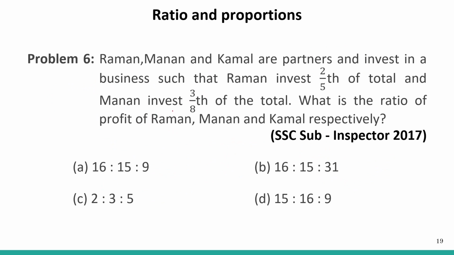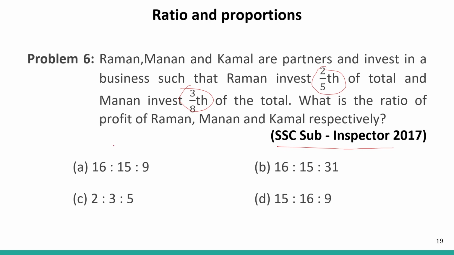So what we have here is Raman, Manan and Kamal, and they are partners. They invested in business such that Raman invests 2 by 5th of the total and Manan invests 3 by 8th of the total. What is the ratio of Raman, Manan and Kamal respectively? This question has been asked in SSC Sub-Inspector 2017 exam. Is it 16 is to 15 is to 9, or 2 is to 3 is to 5, or 16 is to 15 is to 31, or 5 is to 16 is to 9?